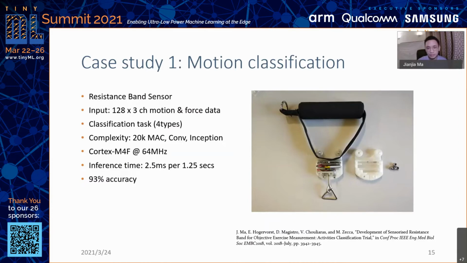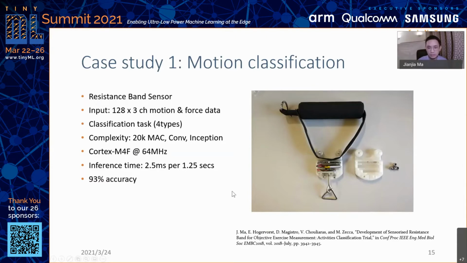We have 4 different exercises that we want to recognize. It has a very small neural network in there. It's a very simple one. You can see there's only 20K MAC. It's a convolutional base. It uses Inception structure, and it only takes 2.5 milliseconds to do the inference. And we only need to run the model every 1.5 seconds to process all our data.